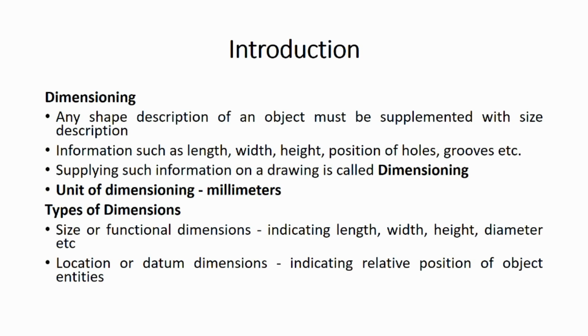As far as the dimensions are concerned, the unit of dimensioning is millimeters. While writing the dimensions, one should ensure that only the dimension values are written alongside the drawing. In general, we have two types of dimensioning: size or functional dimensioning that indicates the length, width, height, diameter of the object, and location or datum dimensions that indicate the relative position of object entities.